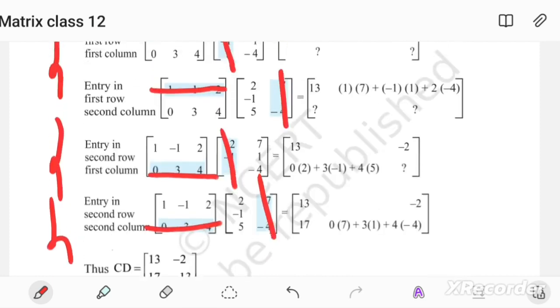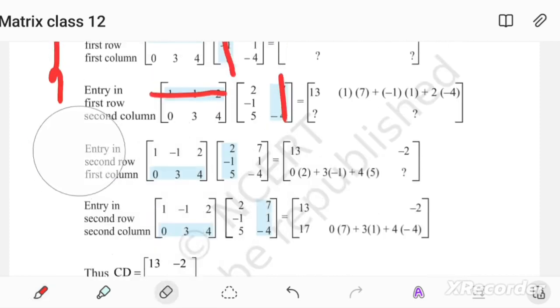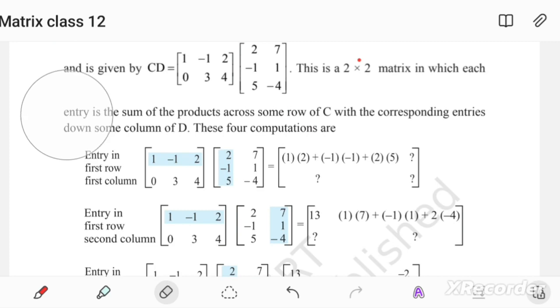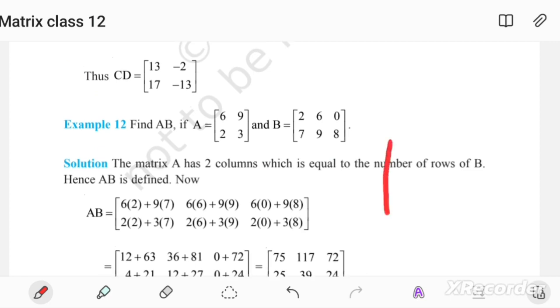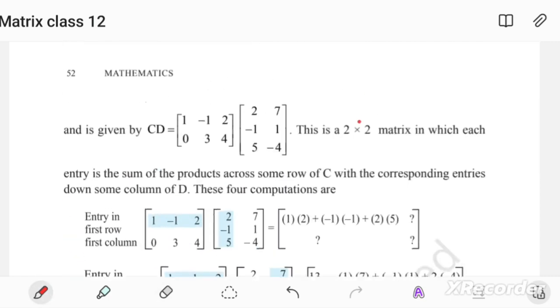But before multiplying, one thing that you must remember or must check is whether the multiplication is defined or not. Can we even multiply or not? How will we check this? We will actually check this by checking the order.